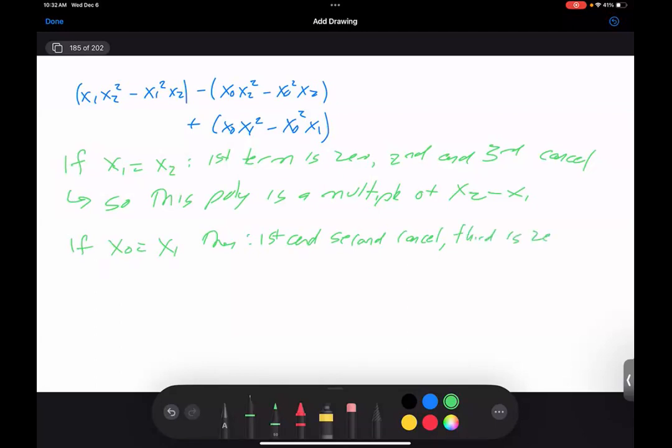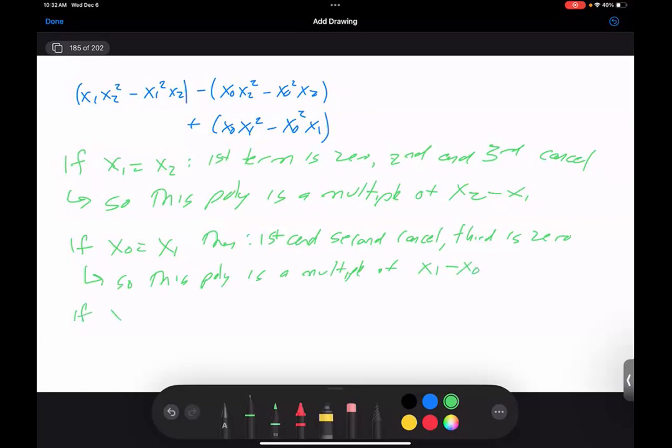The third is 0. So this polynomial is a multiple of x1 minus x naught.